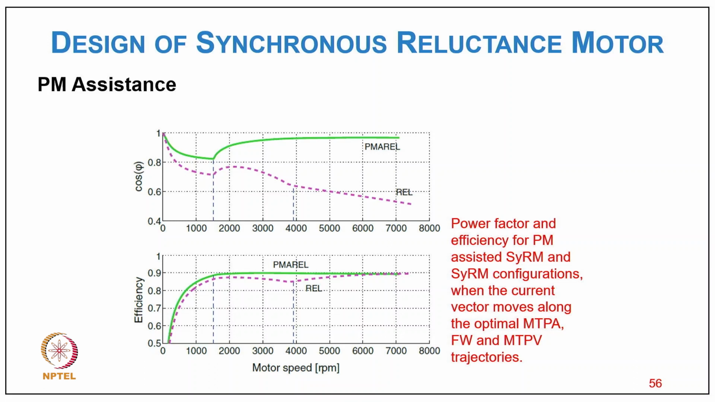Probably in the case of the synchronous reluctance motor at a speed of 6000 RPM, the power factor is below 0.6. However, in the case of the PM assisted synchronous reluctance motor, it may be on the order of 0.98, and there is certainly an improvement in efficiency, reasonably in the lower speed range.